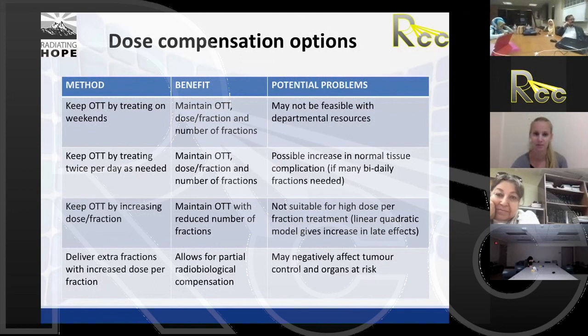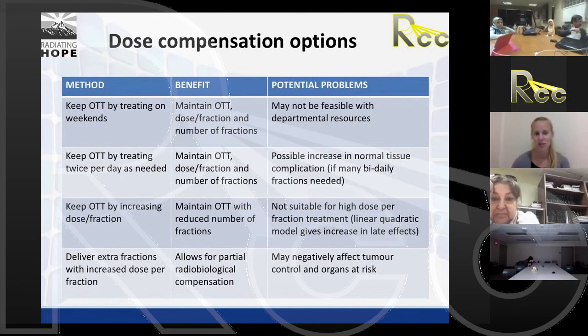So that's a problem. What you could also do is try and keep that overall treatment time by treating a patient twice a day rather than once a day. The benefit of that is, again, you're maintaining the overall treatment time, the dose per fraction, and the number of fractions. What you might see as a potential problem is a possible increase in normal tissue complications, particularly if you need to treat lots of bidaily fractions. So if a patient has missed 10 fractions and you need to treat 10 days twice a day, you will probably see an increased risk in that normal tissue complication probability.